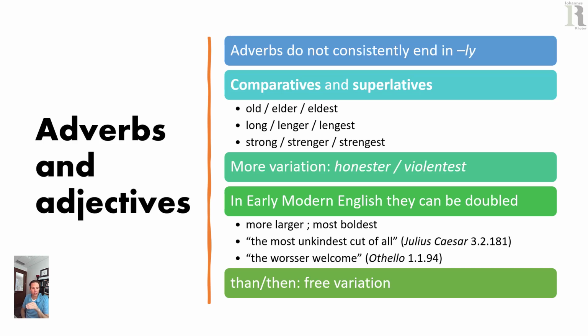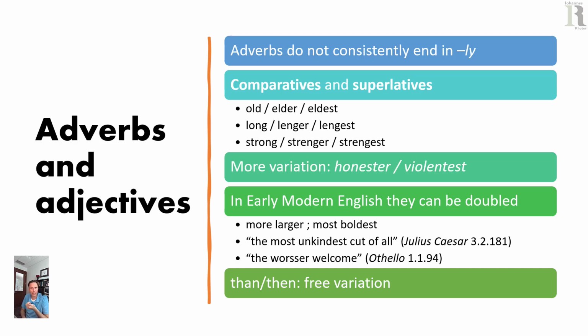Comparatives and superlatives can be formed somewhat differently. We have more vowel changes. Like in modern English, we have old, elder, eldest, right? But we also had long, lenger, lengest, strong, strenger, strangest. This was going away by around 1600, but we get more of them.